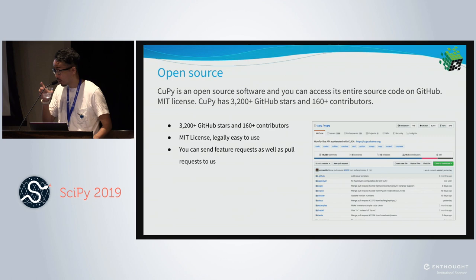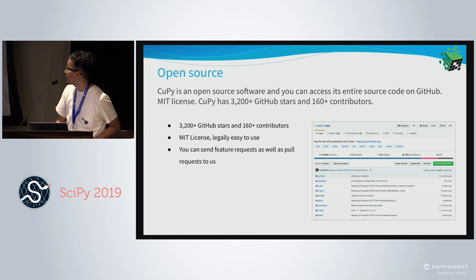And the third point of CuPy's benefits: open source. CuPy is open source software, and you can access its entire source code on GitHub. CuPy currently has more than 3,200 GitHub stars and more than 160 contributors. CuPy is provided under an MIT license, so it is also legally easy to use. And CuPy is not a black box, so you can send feature requests as well as pull requests to us on GitHub.